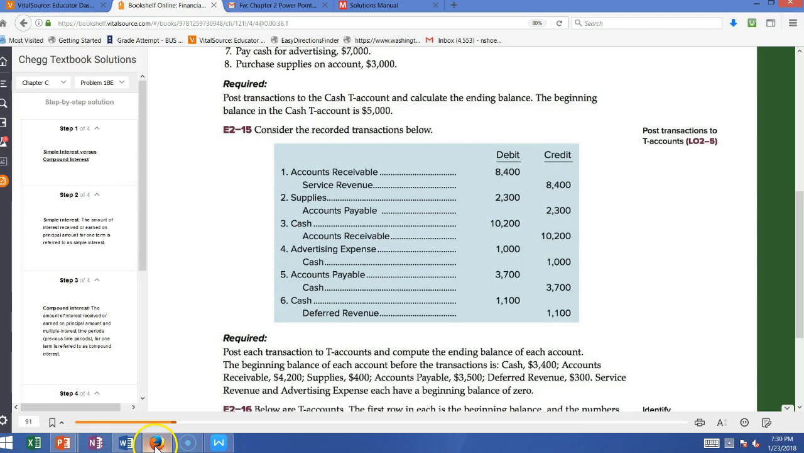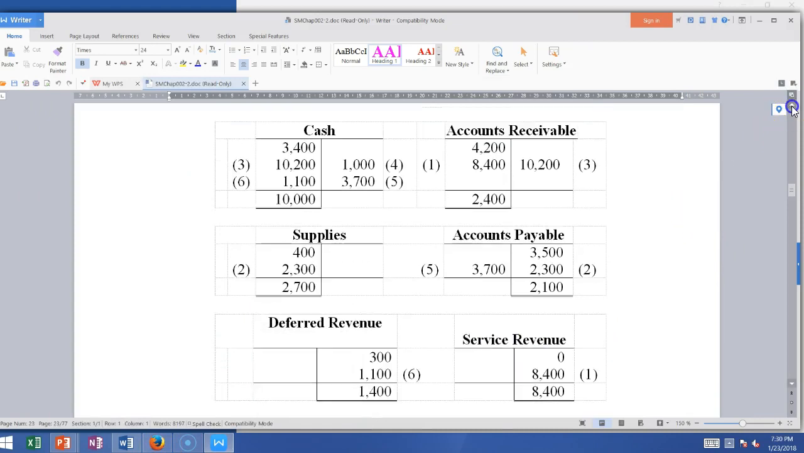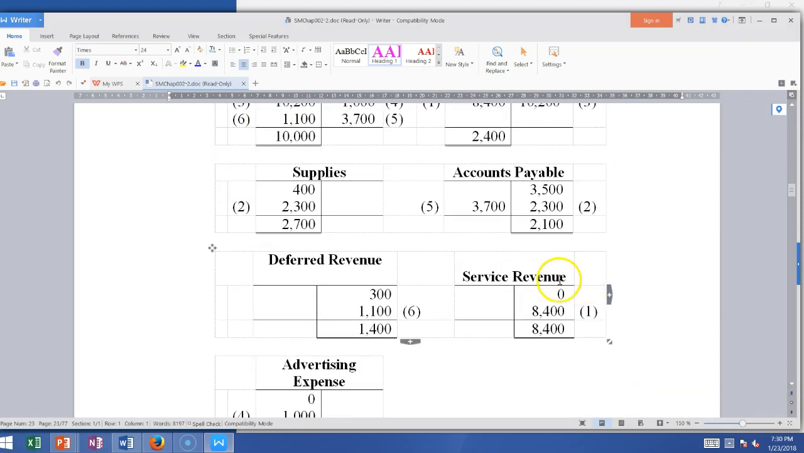Next, number 6, we debit cash, we credit deferred revenue for $1,100. Why would we have done that? We received money in advance for services we have not yet performed. So, do you see our cash gets debited for $1,100 and our deferred revenue gets credited for $1,100.